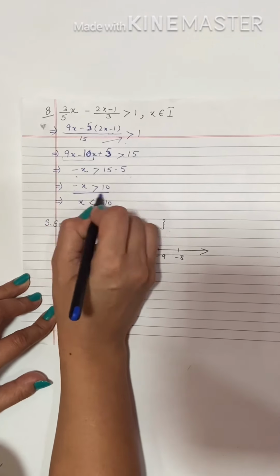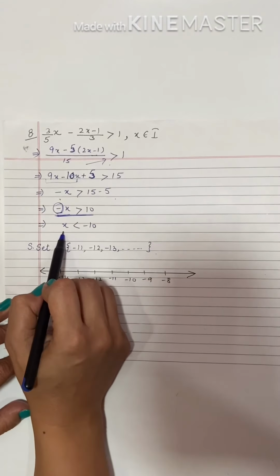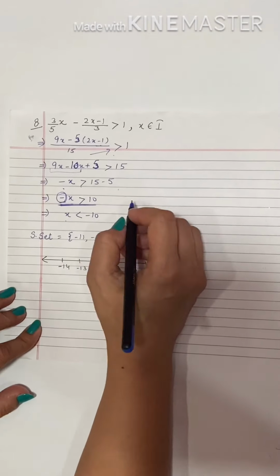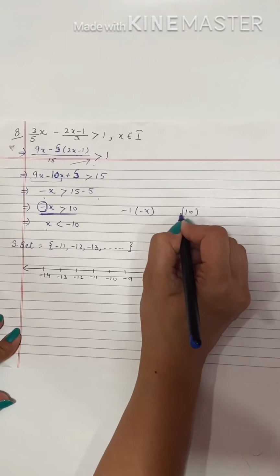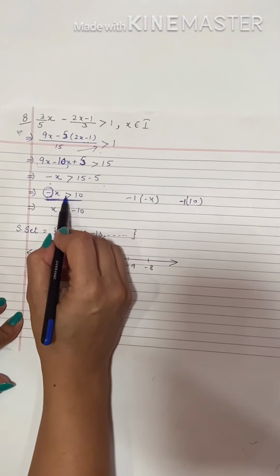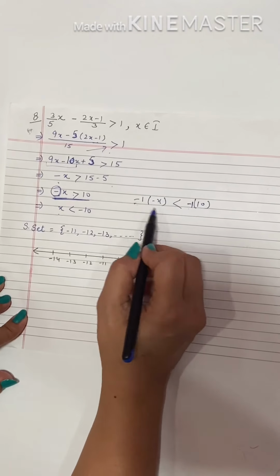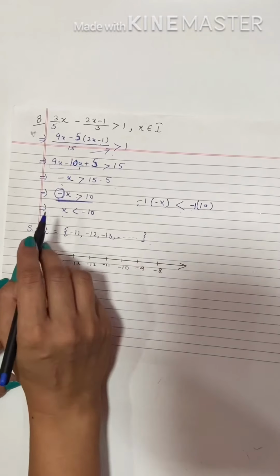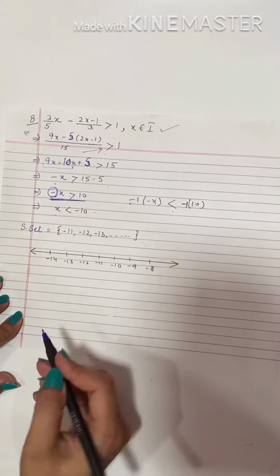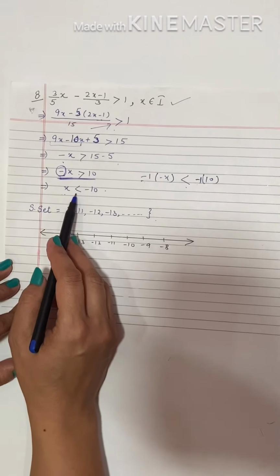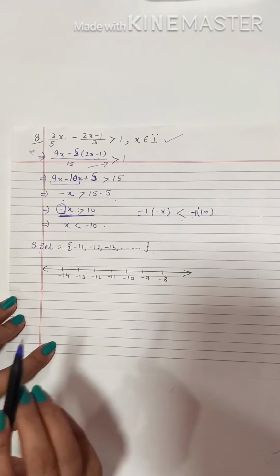Now you can see we are getting -x > 10. We need the positive value of x, so we need to multiply by -1. As I told you, the sign of inequality changes. This greater than will become less than. When we multiply both sides by -1, the sign of inequality has changed and we get x < -10. The replacement set is the set of integers, so we take all integers which are less than -10. The solution set will be -11, -12, -13, and it goes on and on.